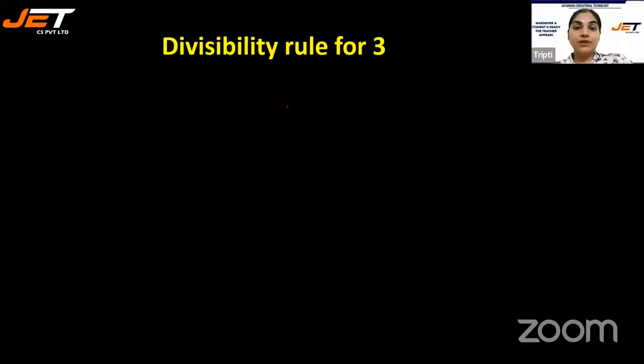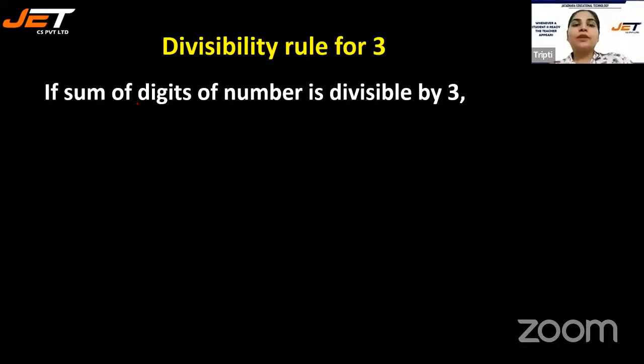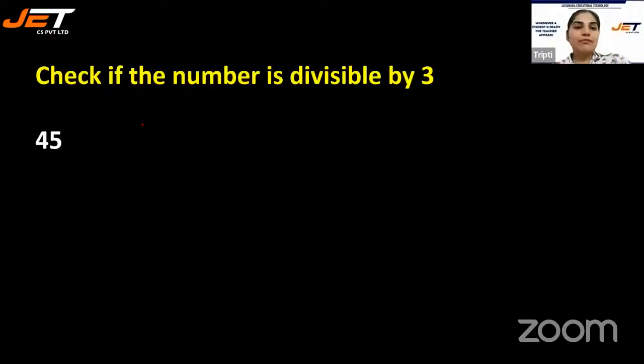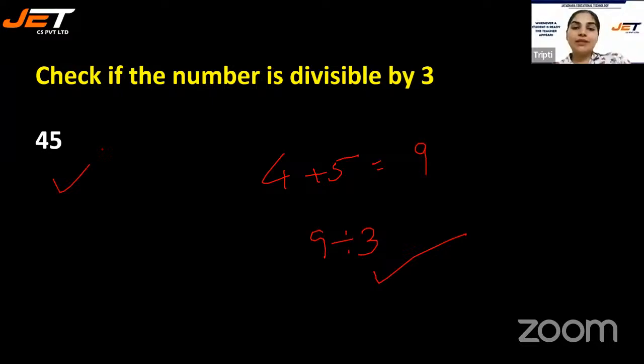Now we will do the divisibility rule of 3. The divisibility rule of 3 says if the sum of the digits in the number is divisible by 3, that means the entire number is divisible by 3. Let's see 45. So 4 plus 5 I will do. 4 plus 5 is 9. Is 9 divisible by 3? Exactly divisible by 3? Yes, it is. That means 45 is also divisible by 3.